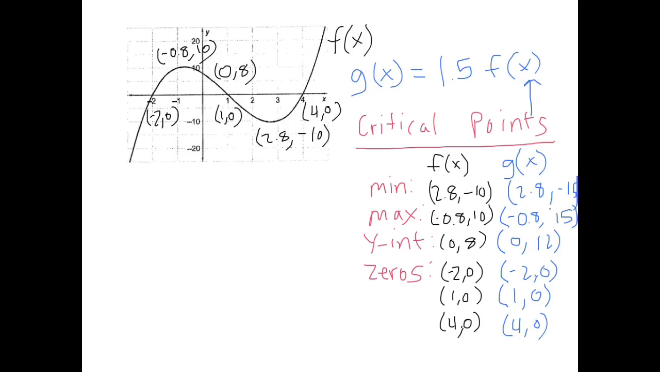So let's plot this graph. Start with the zeros. They're going to stay the same. So we have g of x, got a point at negative 2, 0, 1, 0, and 4, 0. And we know it has a minimum at 2.8, negative 15, which is right there. And it has a maximum at negative 0.8, 15, which is right there. And it now has a y-intercept at 0, 12, which is roughly somewhere in there. Now let's connect these dots.